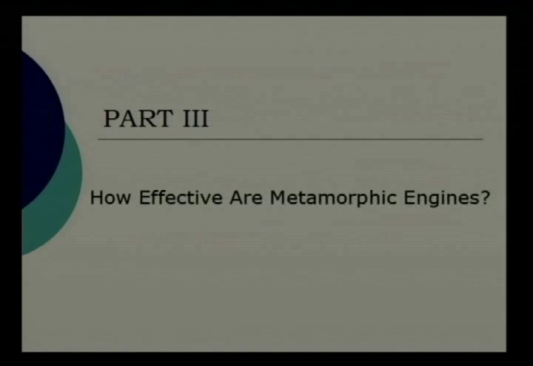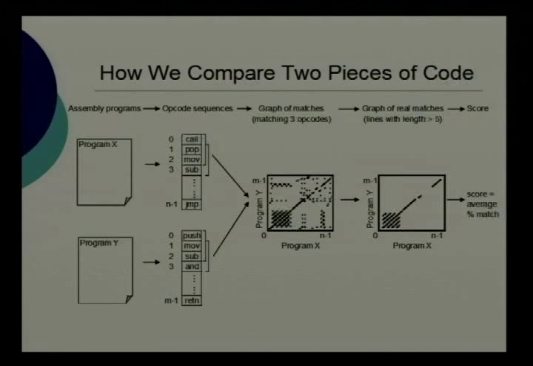So are they effective? How do we measure that? First of all, I want to go through the metric that we use to compare two pieces of code, because we are comparing whether two virus variants look different. This is the method we use. We take two assembly programs and extract all the opcodes, excluding blank lines, comments, and labels. We only get the opcodes and also exclude no-ops. So we get two sequences of opcodes. One is of length n, and we number them 0 to n minus 1. The second program, say, may have m opcodes, and we label them 0 to m minus 1.